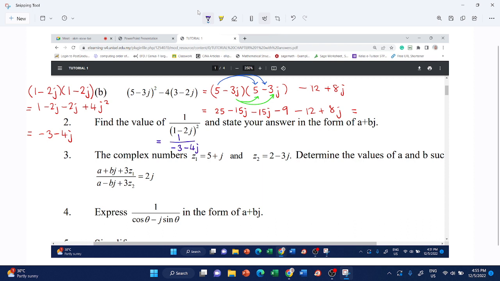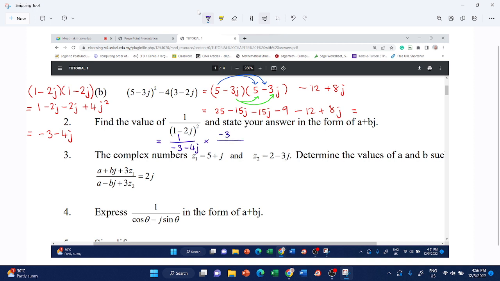As we did in the morning, we need to... It's not direct... We have to multiply with the conjugate of the denominator. Okay, so what is the conjugate?